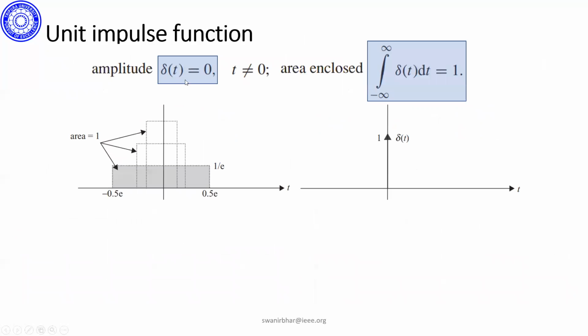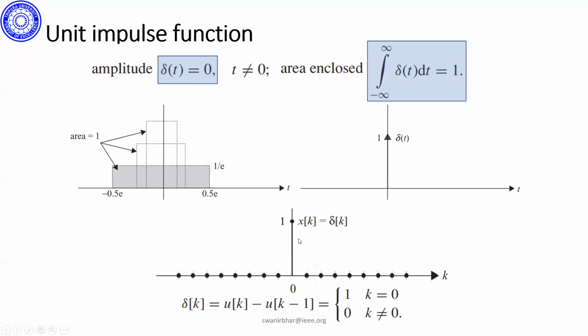This is the unit impulse, delta of t equal to 0, with area under the curve equal to 1. And for the discrete version it is a single line, so it is very easy to handle the discrete version. You can say any digital signal is a combination of a lot of unit impulses.